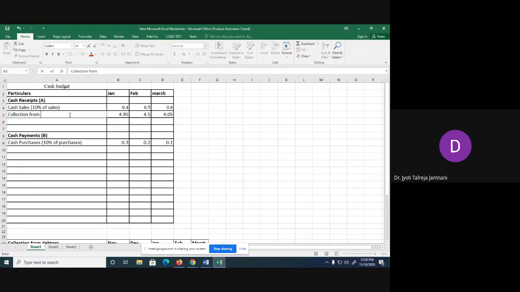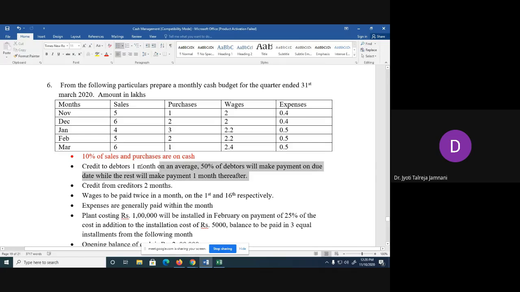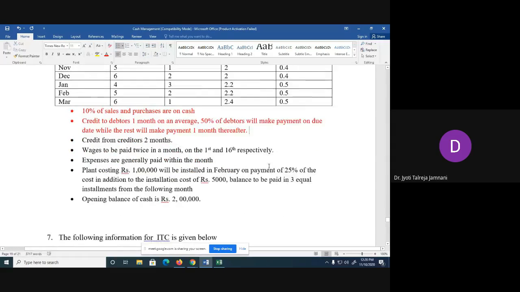And you can write working note number 1 in the bracket, so that in the exam, the evaluator can check the working note as to how you have calculated. So we finished the second point also, how we are going to collect money from debtors. So let's go to the third point now.